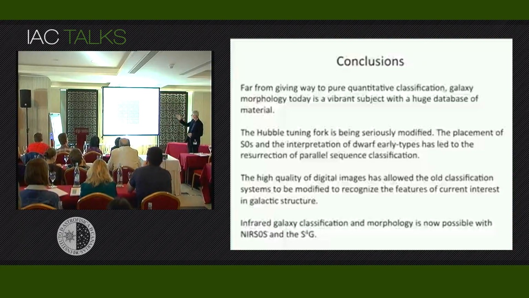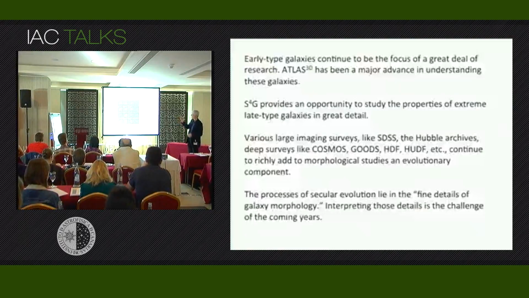The Hubble tuning fork is being seriously modified. S-zeros have probably been in the wrong place. Maybe now we've found the right place for them. And the study of dwarf early types has led to the resurrection of parallel sequence classification, which Kormendy and Bender worked on. And the quality of the digital images has allowed the old classification systems to be modified and reveal other features that we may have ignored before, like nuclear rings and nuclear bars, but now we're interested in them. And infrared classification is now possible.